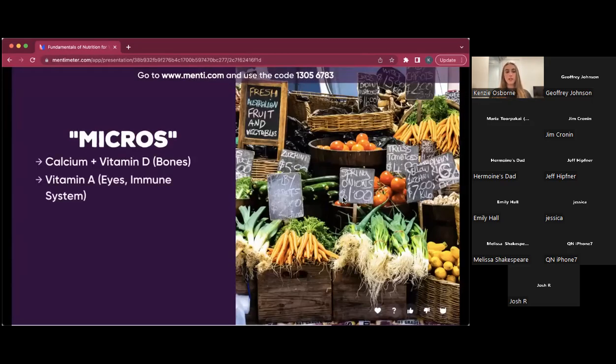There's a couple micronutrients that I'm going to talk about here. These are particularly important for young athletes. That is not to say that they're not important for older athletes. They're important for everybody, but particularly in growth and development, these ones are important. Calcium and vitamin D are essential for bone growth. Vitamin A is important for eyesight and immune system. Magnesium is important to regulate our heart function and our heartbeat, as well as our immune system and bone growth and development.